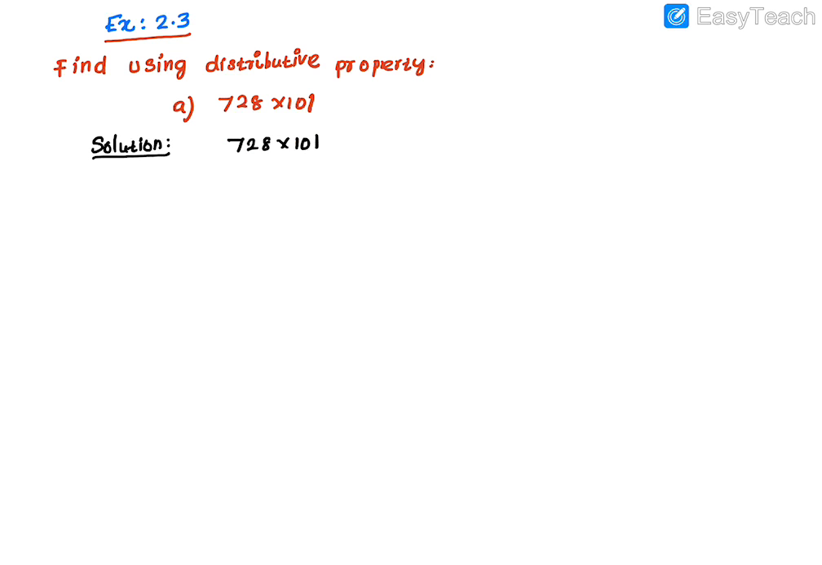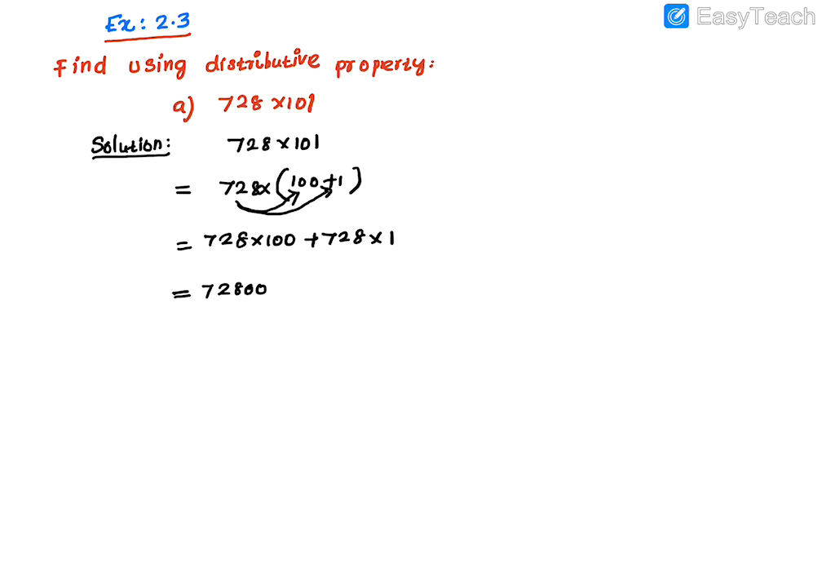728 into 101. First, you have to split the 101 into two numbers: 100 plus 1. Now you have to multiply 728 with this value and with this value. So 728 into 100 plus 728 into 1. 728 into 100 means how much will come? 72,800 plus 728. So what is that answer? Here we can add these values.